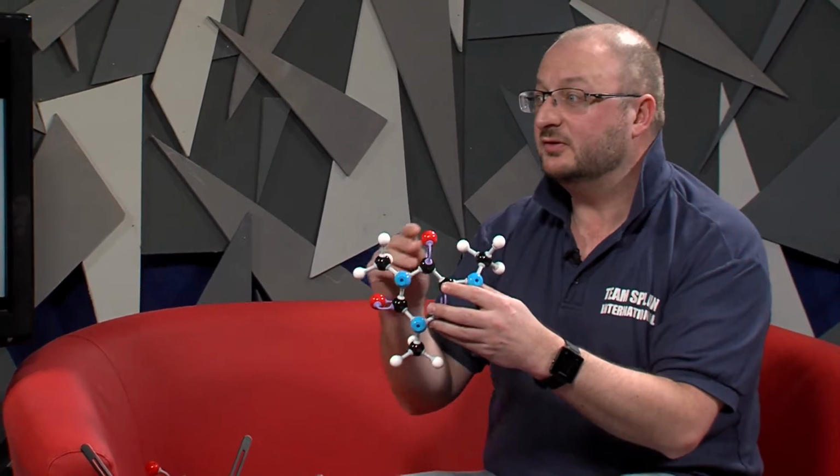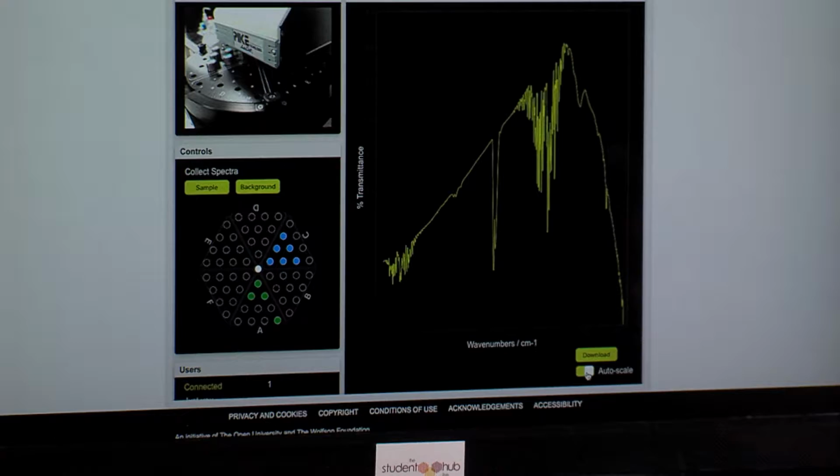So each of these bonds... Spectra for what? Spectrophotometer. Okay. So it's a machine that absorbs spectra and measures photons. Okay. So this is what we have.